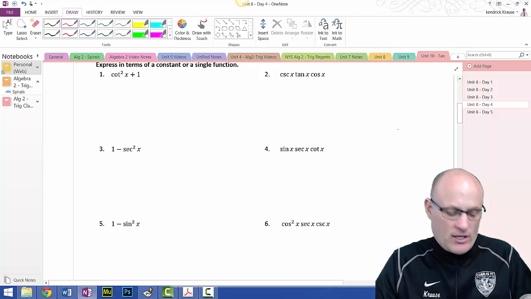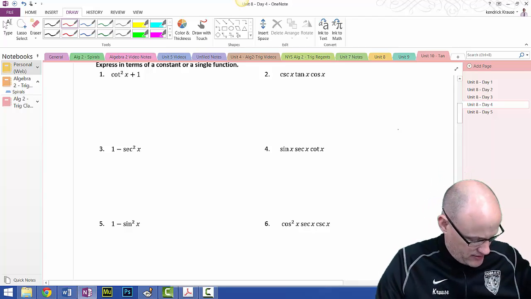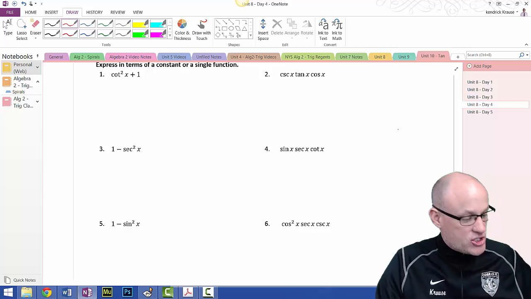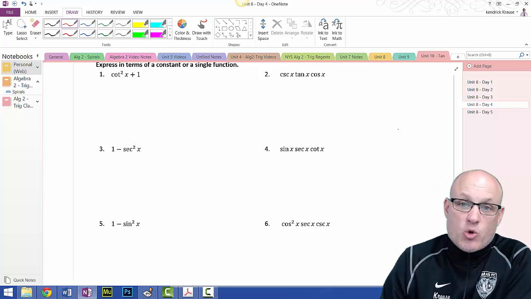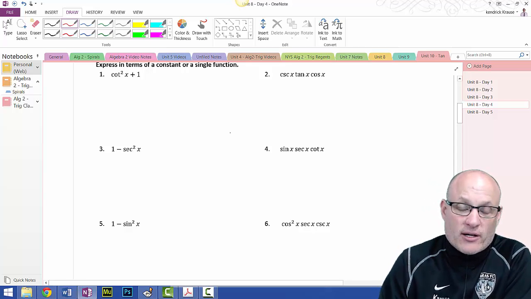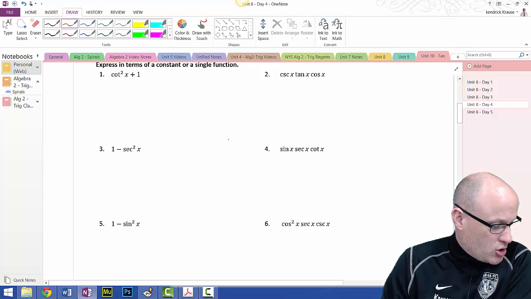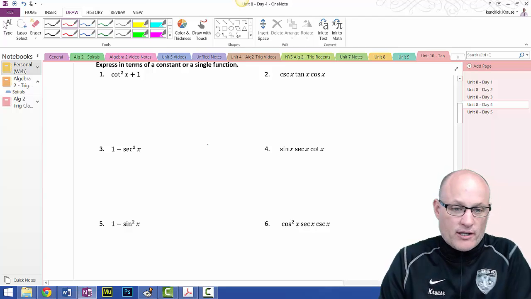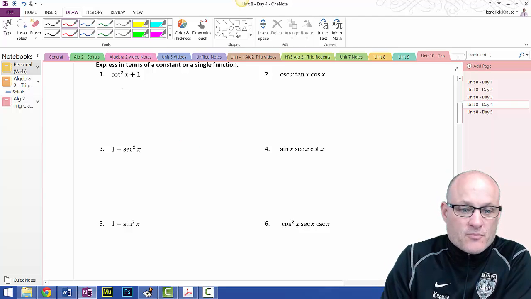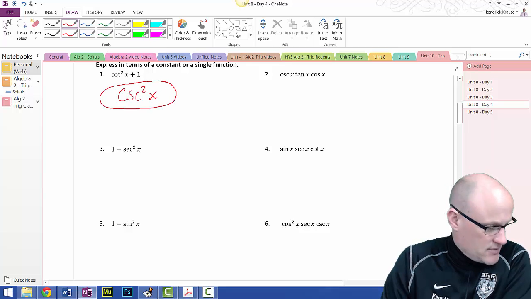I'm going to do 10 questions and only 10 questions out of the 32. It looks like the other 22 will be yours for homework. I've tried to pick a few of the difficult ones and a few of the easy ones. For example, cotangent squared plus 1. I'm doing that one. Oh, that's just cosecant squared x. Done.